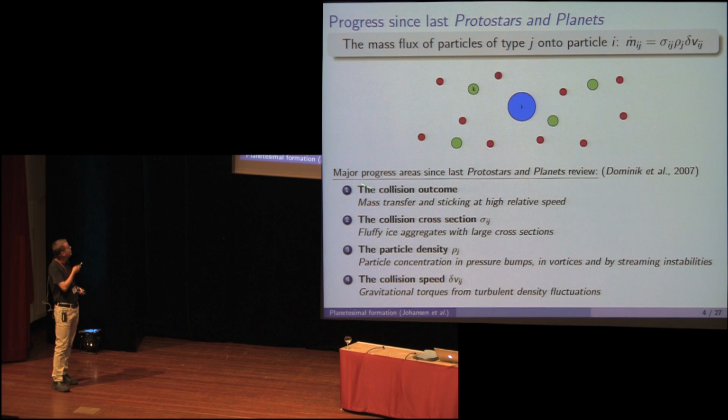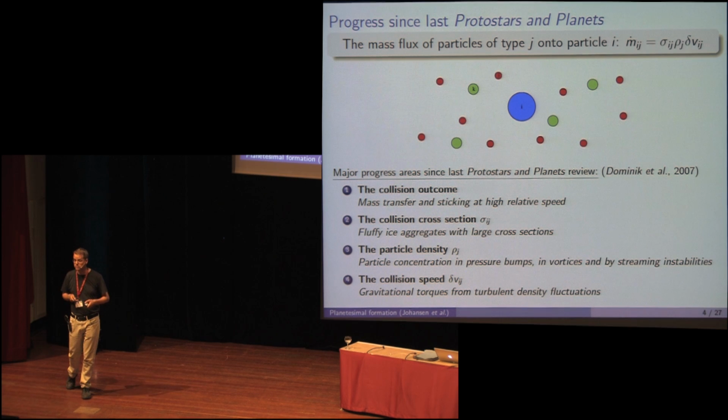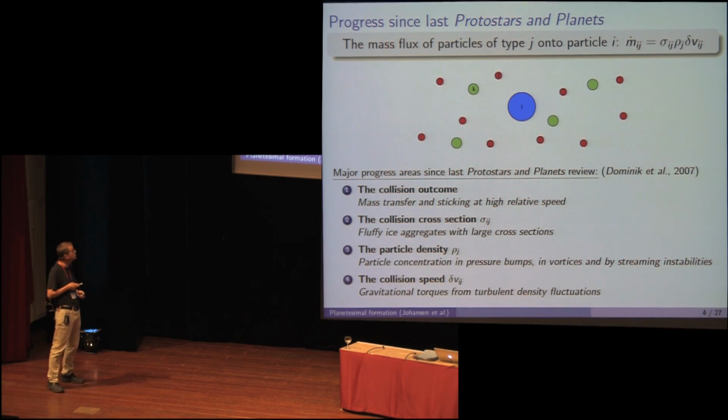And actually there's some progress on the collision outcome here, that you can have a mass transfer and sticking at a very high relative speed. Then there's also been progress made on the collisional cross-sections, that you could have fluffy ice aggregates, extremely fluffy ice aggregates with very large cross-sections that can boost the growth of planetesimals very strongly.